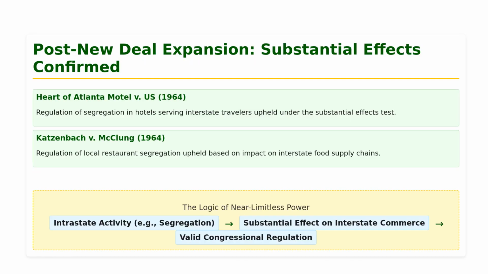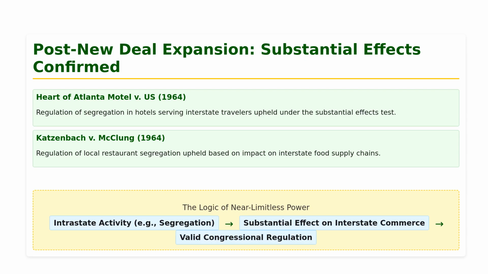While Wickard v. Filburn seemed to grant Congress nearly limitless authority, the court soon applied this expansive view to address social issues, specifically racial discrimination in public accommodations. This marked a significant application of the substantial effects test beyond purely economic production. Consider Heart of Atlanta Motel versus United States. The issue was whether Congress could prohibit racial discrimination in a hotel that served travelers crossing state lines. The court said yes, finding that discrimination substantially burdened interstate travel and commerce.